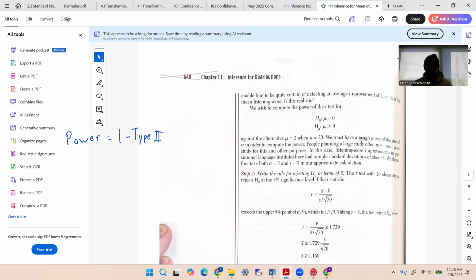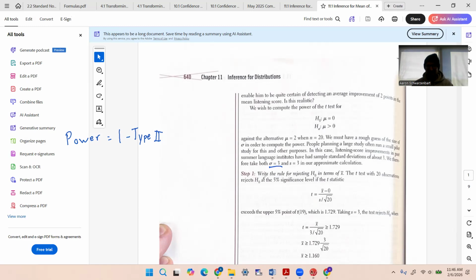is enough people. We must have a rough guess of the size of sigma in order to compute the power. People planning a large study often run a small pilot study for this or other purposes. In this case, the listening score improvements from past Summer Language Institutes have had a sample deviation of about 3. So we can take sigma to be about 3 because that's what it's been in several previous ones. We're not going to run a pilot study for this because we've already been able to get the data. So we need to write a rule for rejecting H naught in terms of X bar.